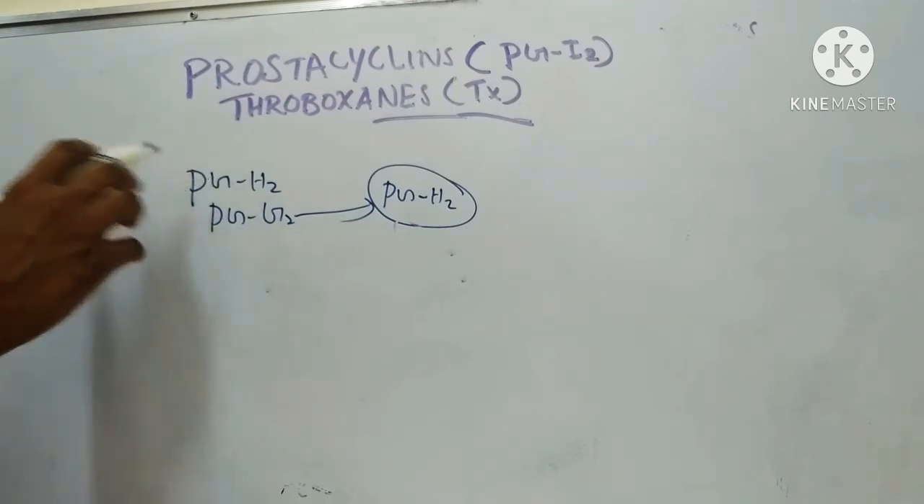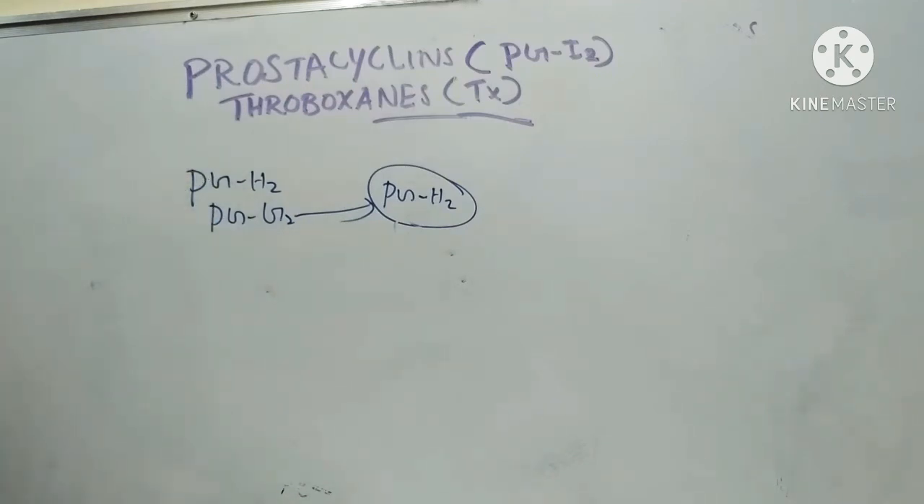PGG2 and PGH2 have a very short half-life, but they are biologically very active. They have an effect on contraction of GI smooth muscles, bronchial muscles and umbilical cord vessels.